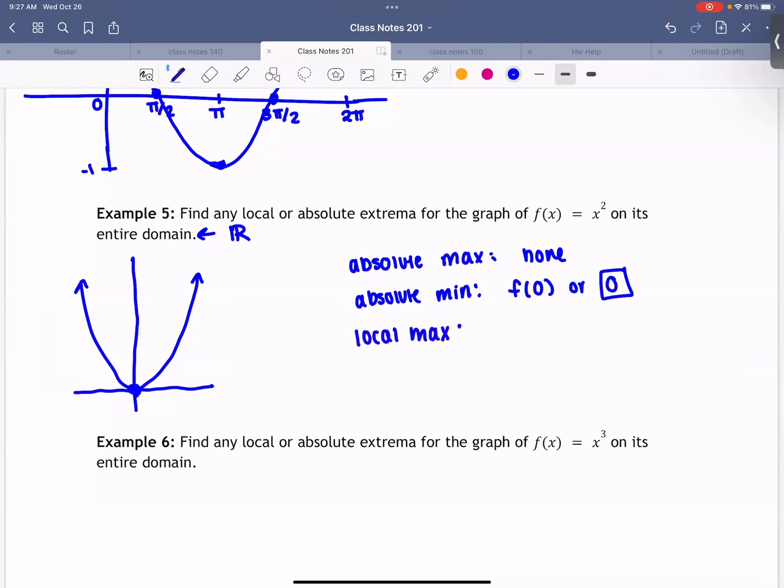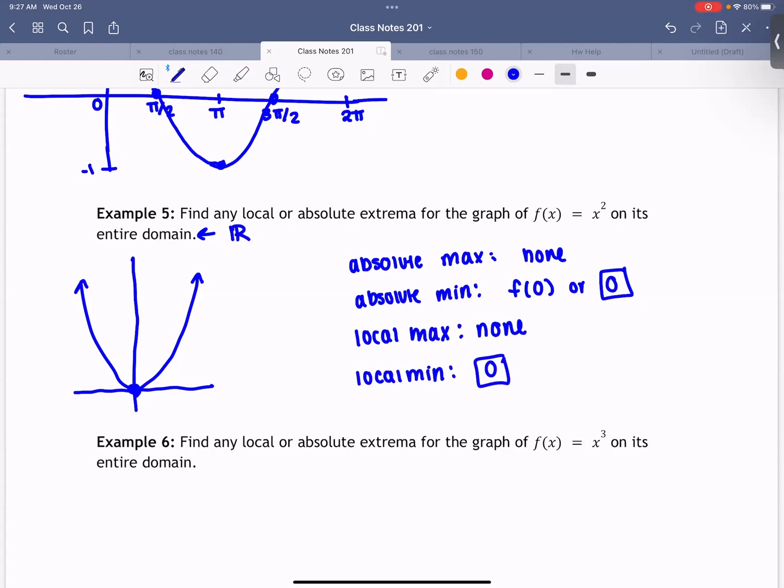Let's do local maxes. Any local maxes here? No. 0 actually seems to be a min because it looks like a valley, right? No, there's no local max. There's no local maxes here, right? Because there's no peaks here. Looks like the graph just goes up and up and up. So this is an example of something that doesn't have any local maxes either. Okay. What about local mins? 0, right? 0 is a local min as well as an absolute min.